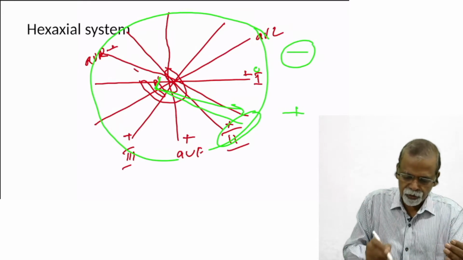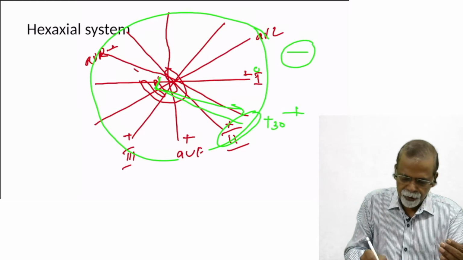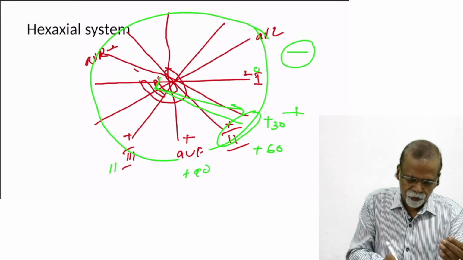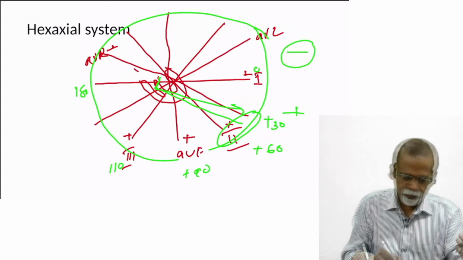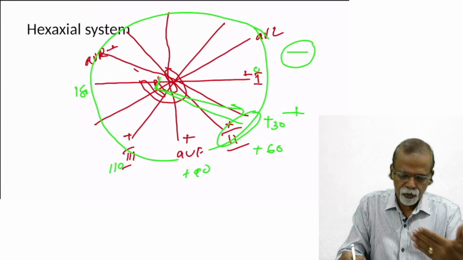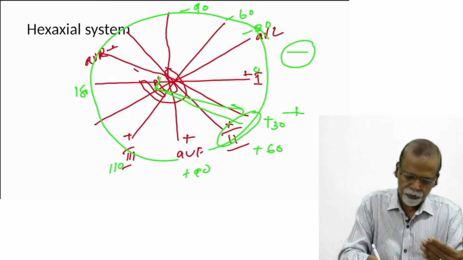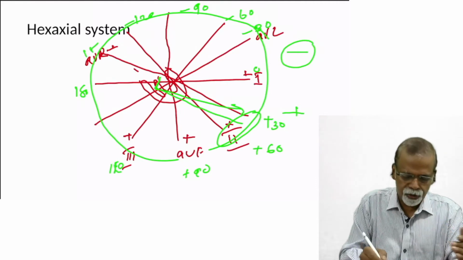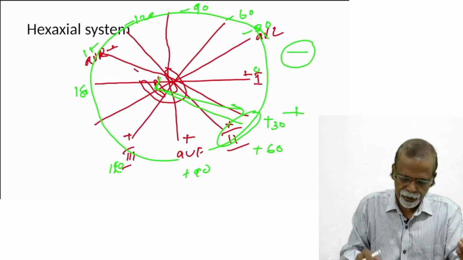So this is 0. This end of AVR will be plus 30. This will be plus 60. And this will be plus 90. Here will be 110. This will be 180. And going above, you can go, this will be minus 30, minus 60, minus 90, minus 120, minus 150 and 180. So the total 360 degrees is divided by the various leads like this.